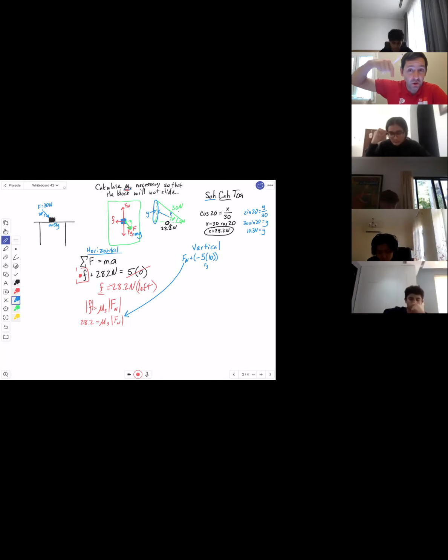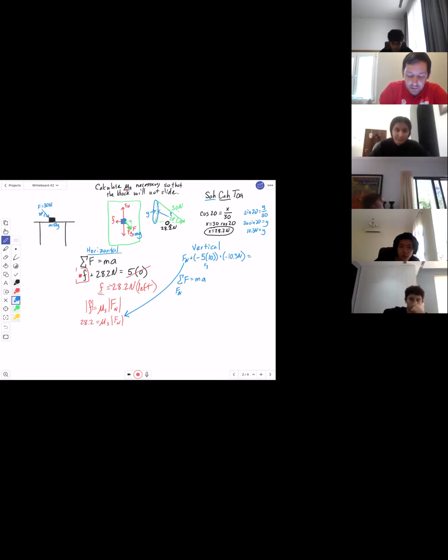And that is also down, right? So we're going to add in another negative 10.3. And that should equal the mass times the acceleration, right? This is still Newton's second law. This is still sum of the forces equals mass times acceleration. But this time we have the normal force up. We have the weight or the force of gravity down. And we have the overall force in the y direction down. And of course, the acceleration.